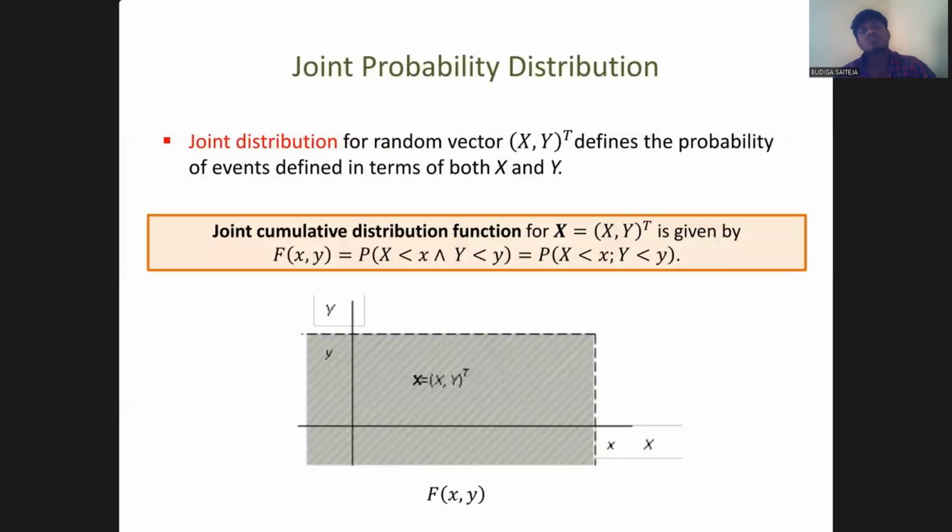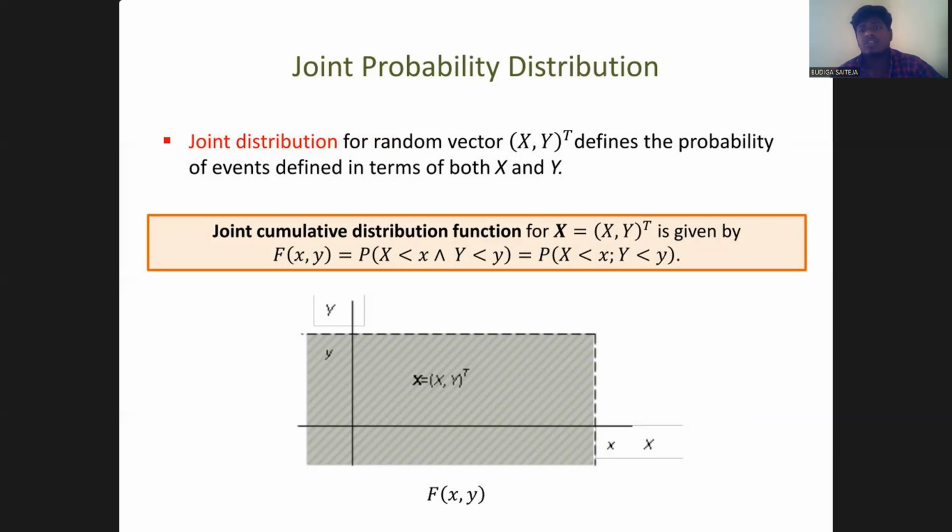Next is the joint probability distribution. The joint probability distribution for a random vector, where we have taken two values (X, Y) transpose, defines the probability of events defined in terms of both X and Y. The joint cumulative distribution function for X equal to (X, Y) is given by F(x, y) equal to P(X less than x, Y less than y).